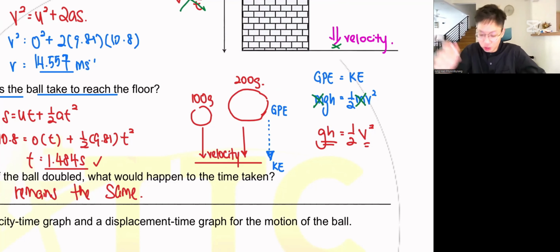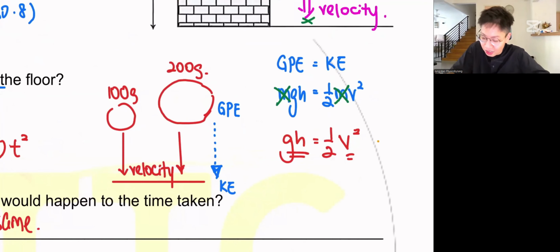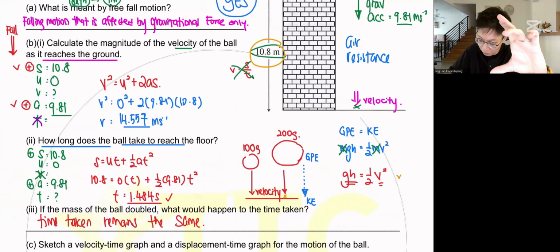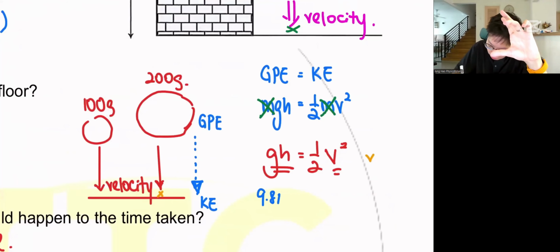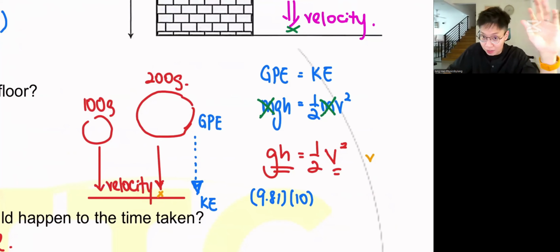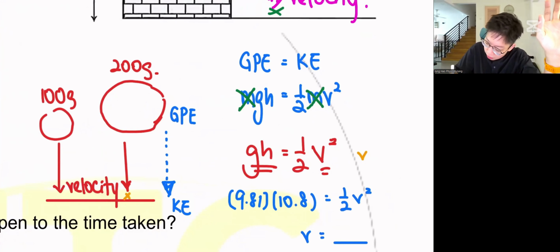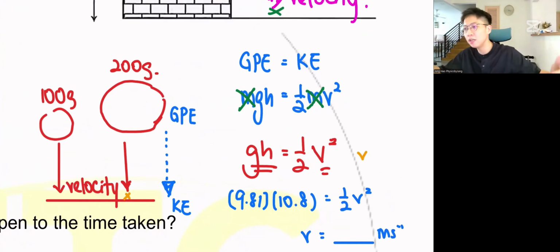In fact, I will show you a very special experiment. Can we use this equation to calculate the velocity of the object? Can or not? The answer is yes. From the question, the dropping height is 10.8 meters, and the gravity is 9.81. So mgh = ½mv², with the height 10.8 meters. You try and calculate how many meters per second.